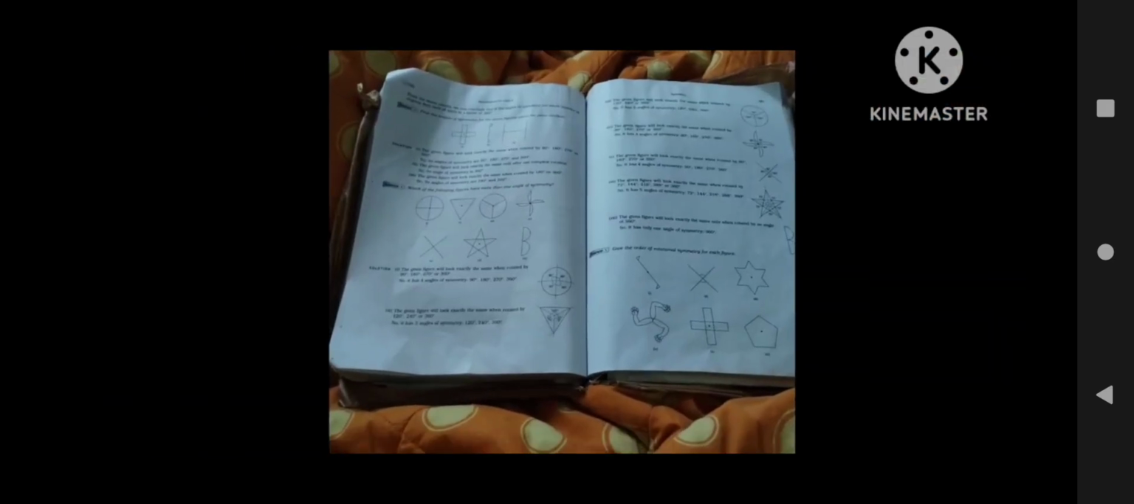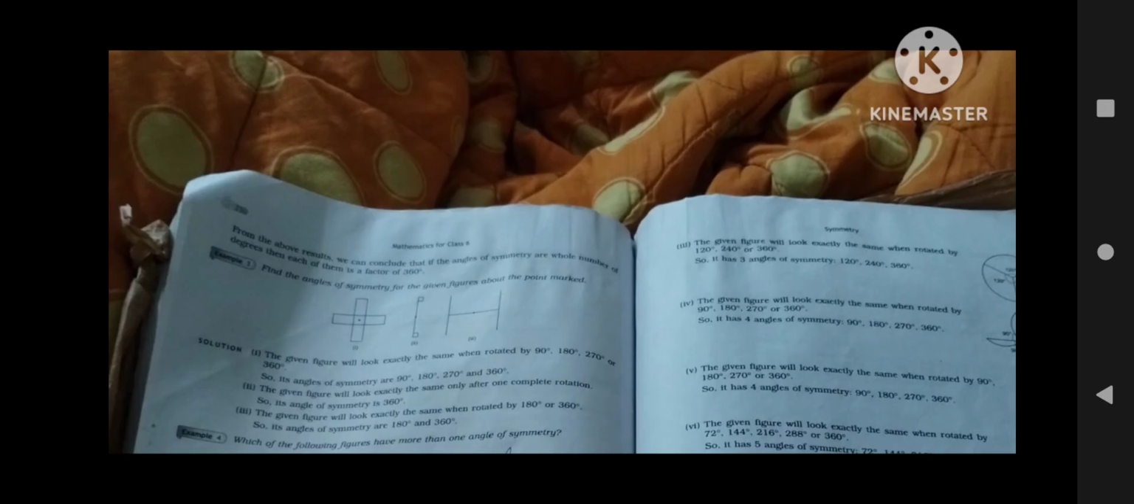4. A regular hexagon has rotational symmetry of order 6 and the angles of symmetry are 60, 120, 180, 240, 300 and 360 degrees. From the above results, we can conclude that if the angles of symmetry are whole numbers of degrees, then each of them is a factor of 360 degrees.